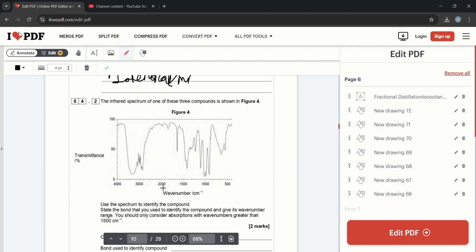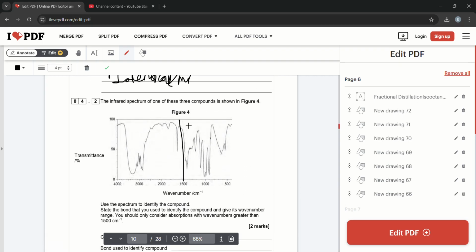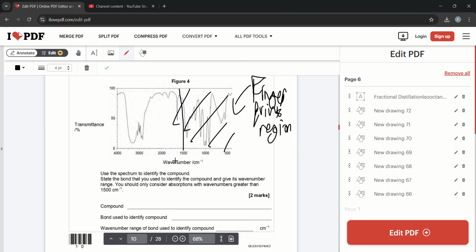4.2 uses the spectrum to identify the compound. Anything less than 1500 centimeters to the power minus 1 is the fingerprint region. We don't really care about that for most questions, but for some we might need to use the fingerprint region, or it might ask us questions about it. And then it says use the spectrum to identify the compound.